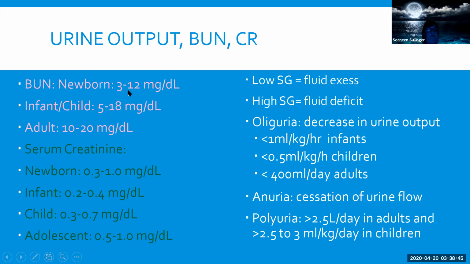And the blood urea nitrogen is what gets built up when the kidneys are not excreting. So the 3 is better than the 12. You want a lower number. Lower number means you're more hydrated. And the same with the serum creatinine.